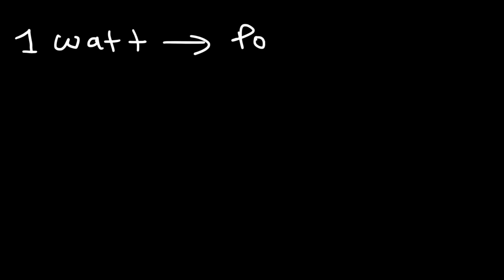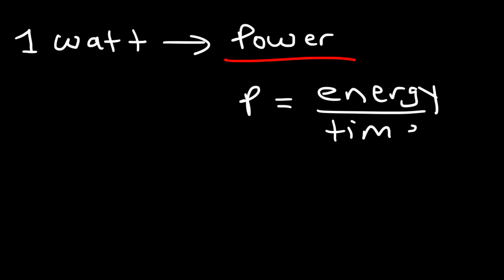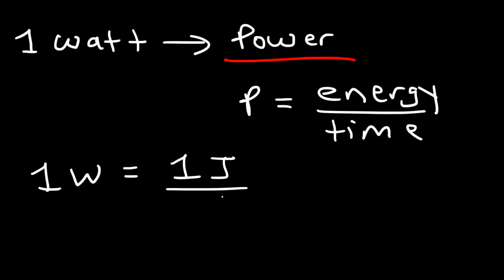Now, let's talk about the watt. What is a watt? A watt is a unit of power. So this leads to another question: what is power? Power is the rate at which energy is transferred. Power is equal to energy over time. We know that the unit of energy is joules, and the standard unit of time is the second. So 1 watt represents the transfer of 1 joule of energy per second.